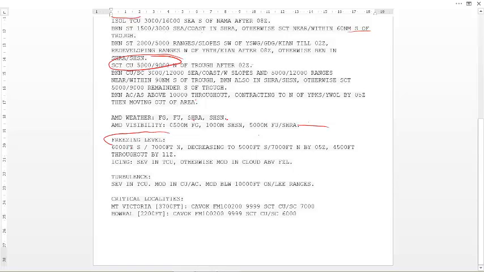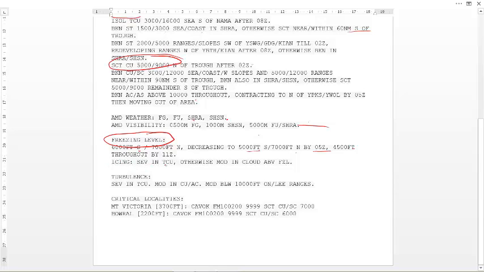This I need to know about, the freezing level. 6,000 feet to the south and 7,000 feet to the north, decreasing to 5,000 feet in the south and 7,000 feet in the north by 0500 Zulu. Okay, so I need to watch out for that. 6,000 feet is my freezing level, could go up, could come down. Anything above 5,000 feet is going to be dangerous.